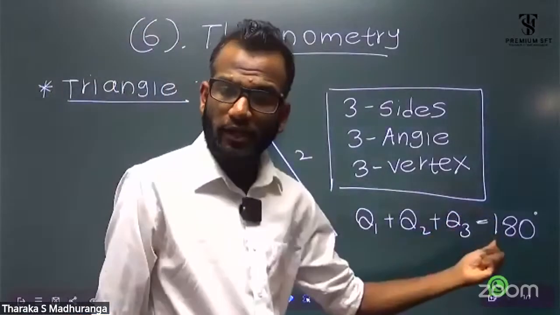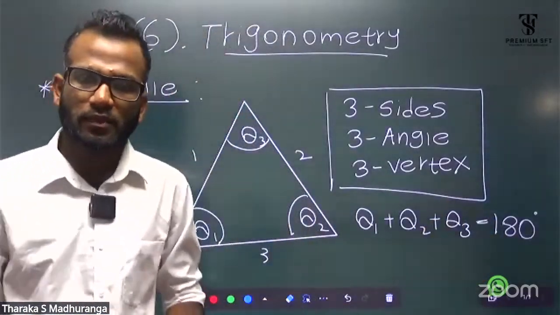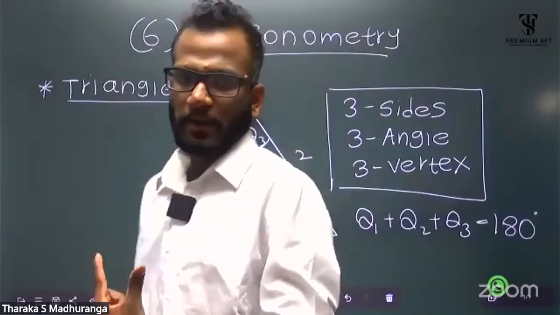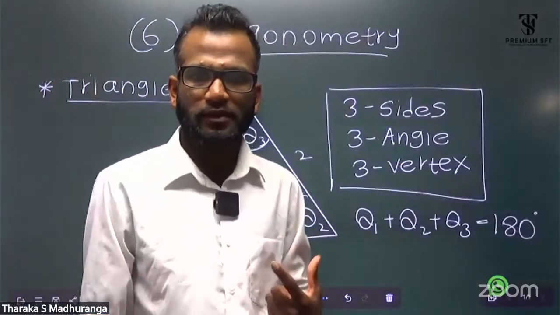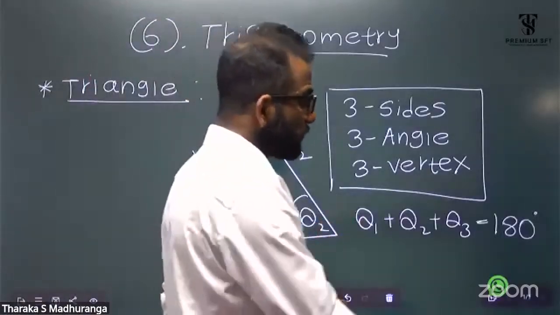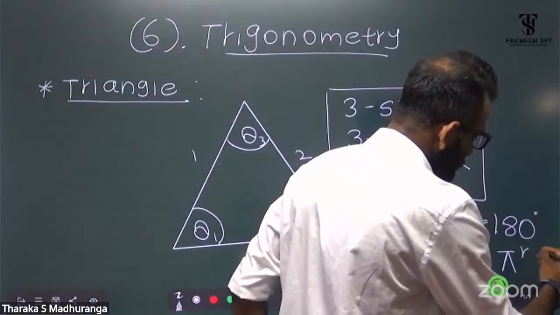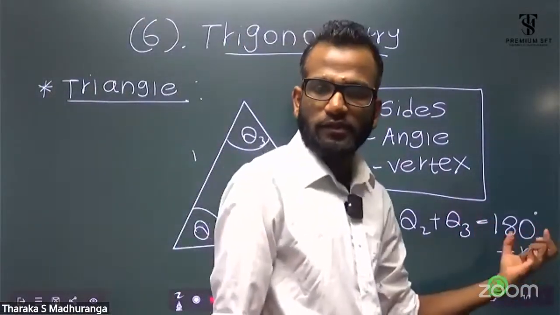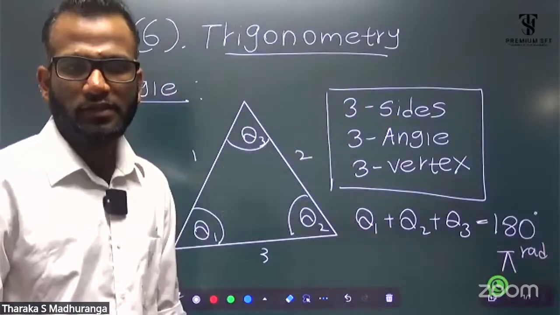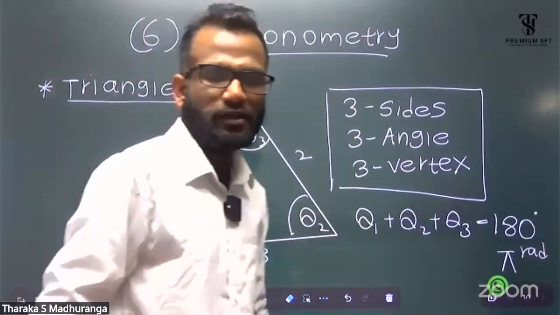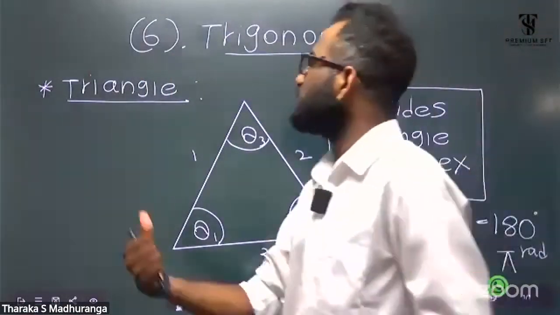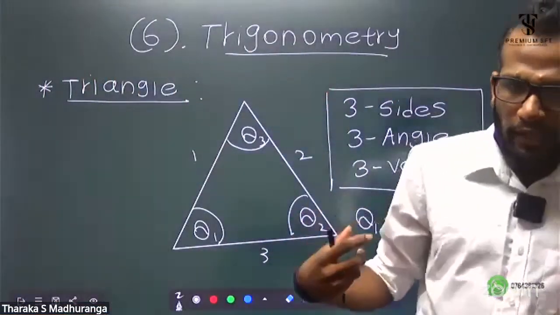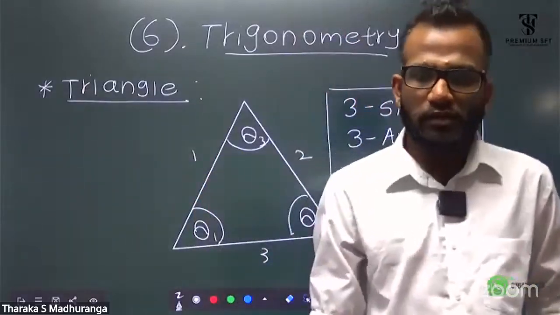Okay, 180 degrees, what is it in radians? In radians, very good, it is pi radians. I think you can remember. In radians it is pi radians, in degrees it is 180 degrees. Okay, that's the basics of a triangle. After that, I'm going to explain the standard notations and trigonometric ratios. Then we can go to our calculations and the relationships between trigonometric ratios.